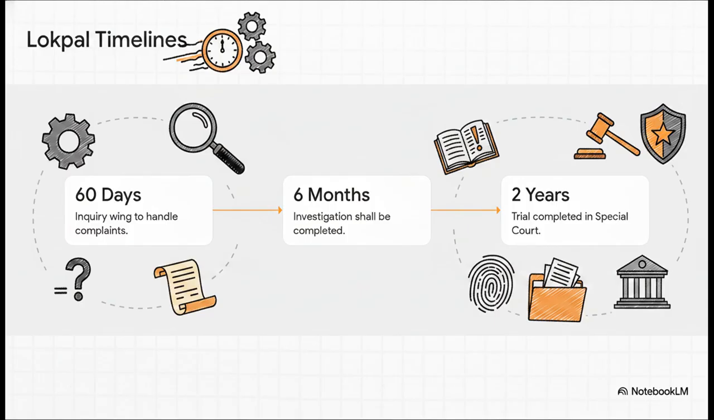Now, to stop cases from just dragging on indefinitely, which is a classic symptom of a broken system, the Act lays down some extremely strict timelines. The inquiry wing has exactly 60 days to handle a complaint. The actual investigation has to be wrapped up in 6 months. And the trial in a special court must be done within a maximum of 2 years. It's all about fast, effective justice.